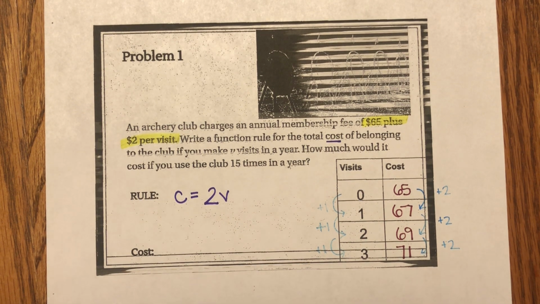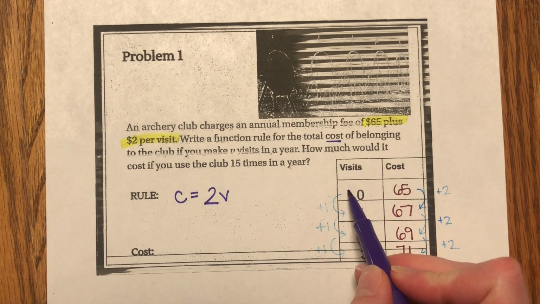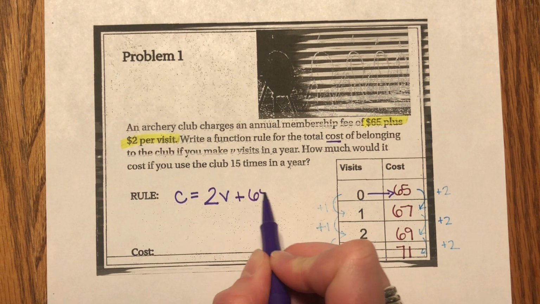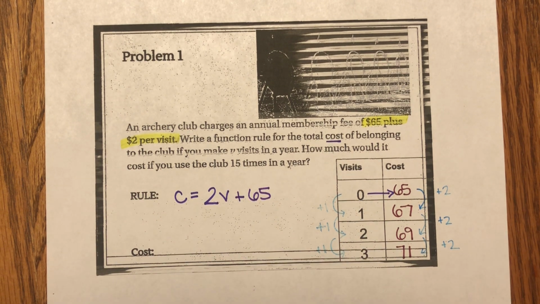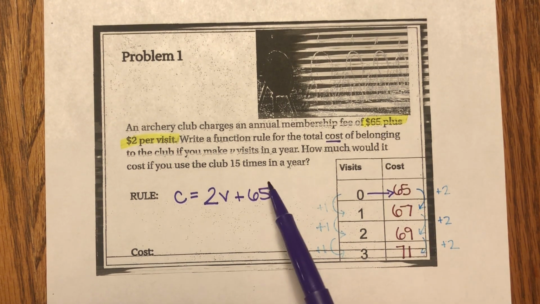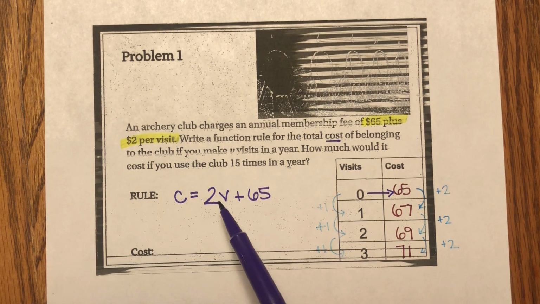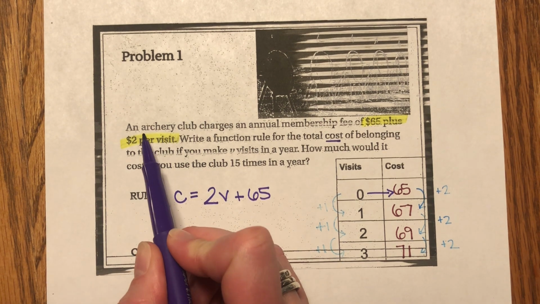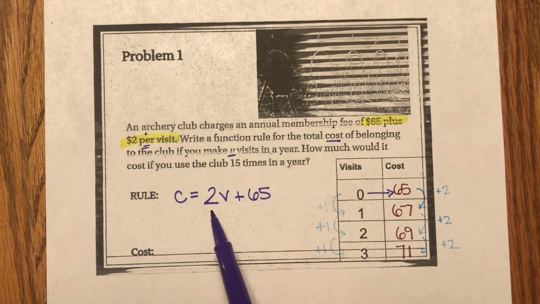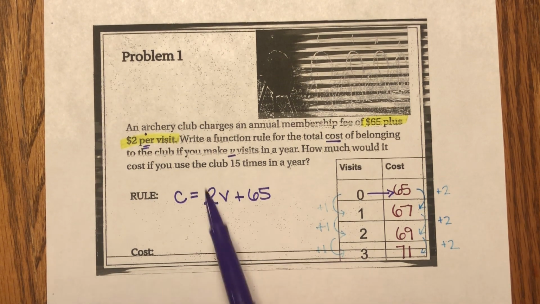That's when X is 0. And if we look at our table here, we can see X is 0 at 65, so plus 65. And this makes sense for words also because we have $65 plus $2 per visit, and that math word 'per' means multiplication. We're multiplying every visit, and we don't know how many visits we're having. That's V, so 2V. Because of the commutative property, you could also rearrange it and just say 65 plus 2V.